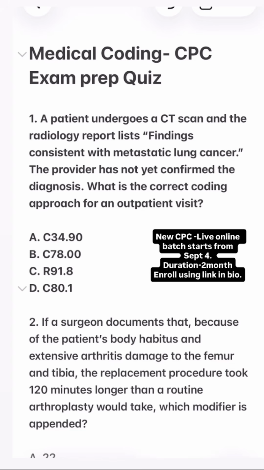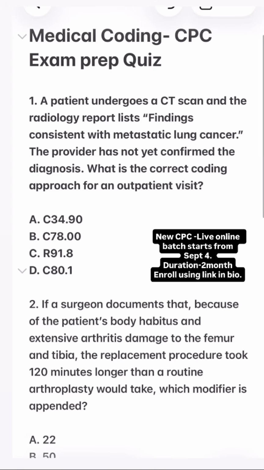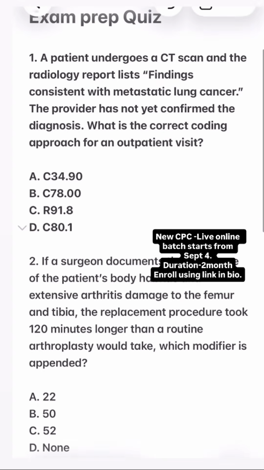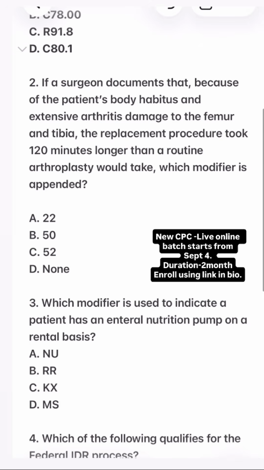If you observe the question, they said "consistent with metastatic lung cancer." The words consistent, probable, possible, suspicious, all of these are not a confirmed diagnosis. So we will only code findings at this time. So in the first question, the answer should be C, R91.8.